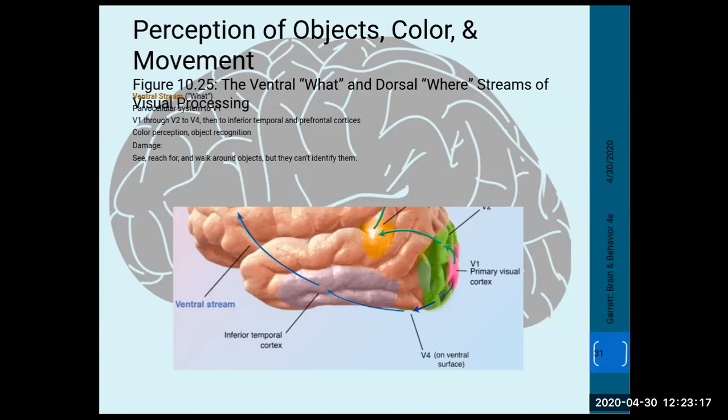So if I were to hand it to Dr. C, he would be able to take it from my hand, but if there was damage to his ventral stream and I said, what is this object? Dr. C wouldn't be able to tell me. He would just say, I think I know what it's for, but I can't name it. So he would be able to grab it from my hand, but he would not be able to know what exactly it was.